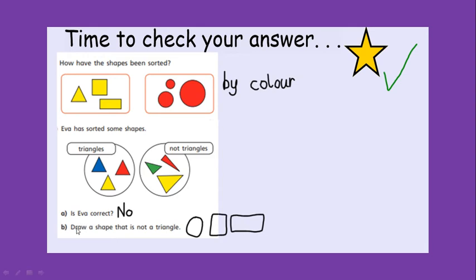And then I've said, draw a shape that is not a triangle. And I tried really hard, year ones. I tried my best to draw some neat shapes. So I've had a go at trying to draw a circle, which I found a bit wibbly wobbly. And then I had a go at trying to draw a square, which I found really hard.